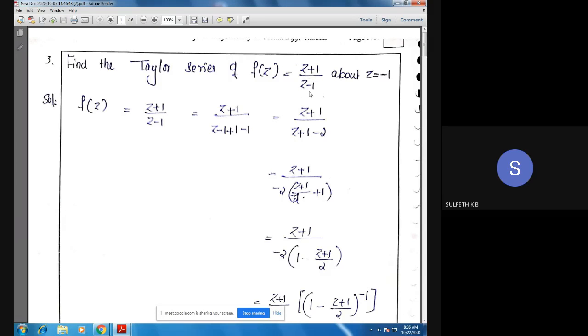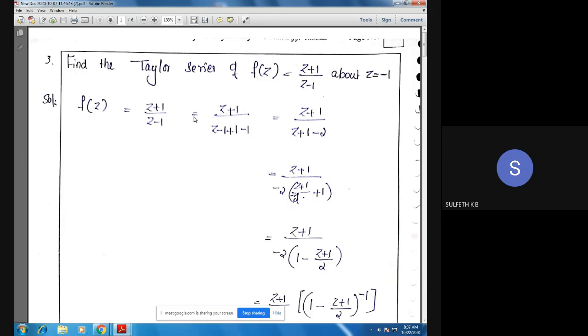Here the denominator is z minus 1. But we want to find the series in terms of z plus 1. Therefore, we can change the z minus 1 in terms of z plus 1. We want to change the denominator z minus 1 into z plus 1 terms. How will you change the z minus 1 term to z plus 1? We can add plus 1 and minus 1 in the denominator. There will be no change in the denominator by adding plus 1 and minus 1.